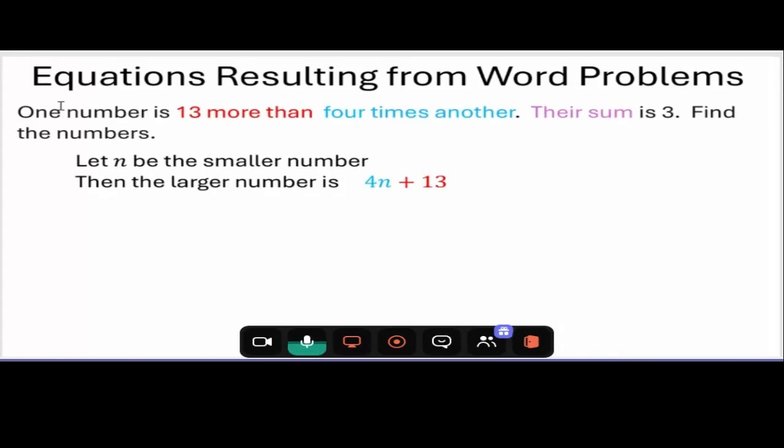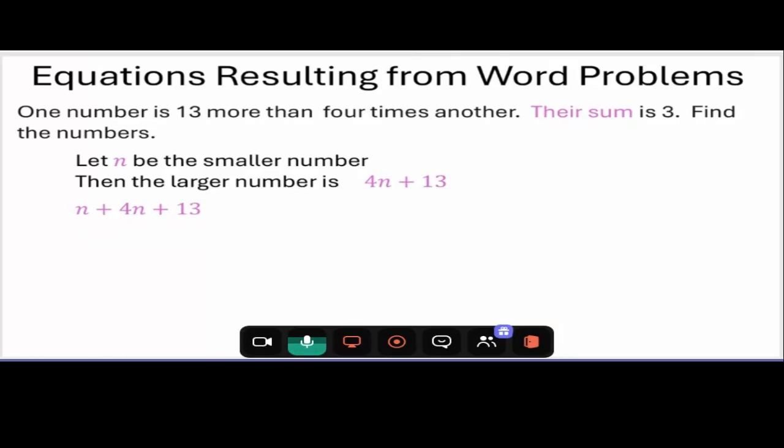Now I'm going to take this equation, their sum, so that's a plus sign, is, their sum. What's being added? Their sum. Well, that's the two numbers, right? n and 4n plus 13. I hope that makes sense. n is the first number being added to 4n plus 13, the other number.